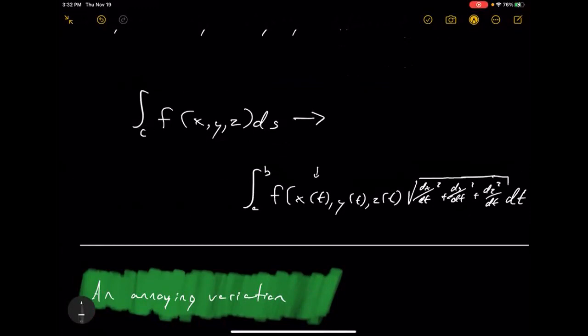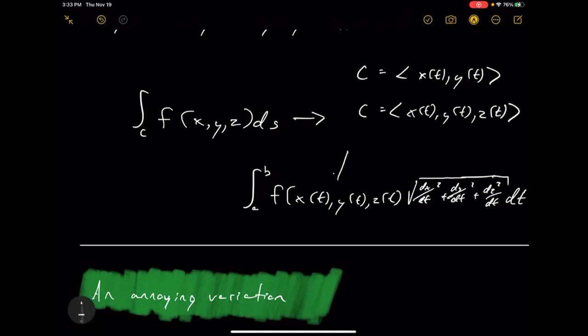The only difference is, my curve C, in the previous 2-dimensional case, we wrote as this vector valued function, x of t, y of t. Well, now in 3 dimensions, we're going to write it as x of t, y of t, z of t. In my 3-dimensional function, I'm going to replace x with x of t, y with y of t, and z with z of t. Just like we did in the previous case, we're just accounting for that z term.